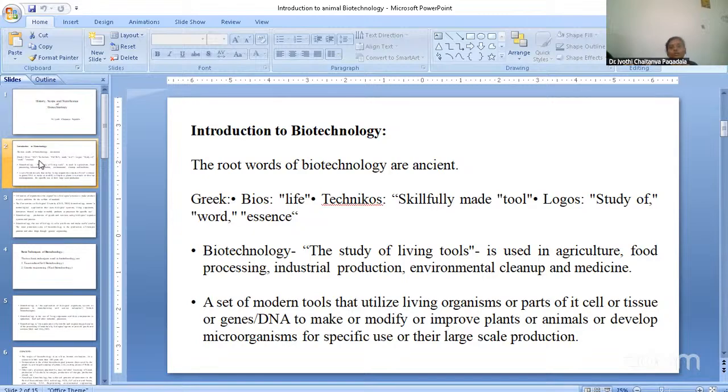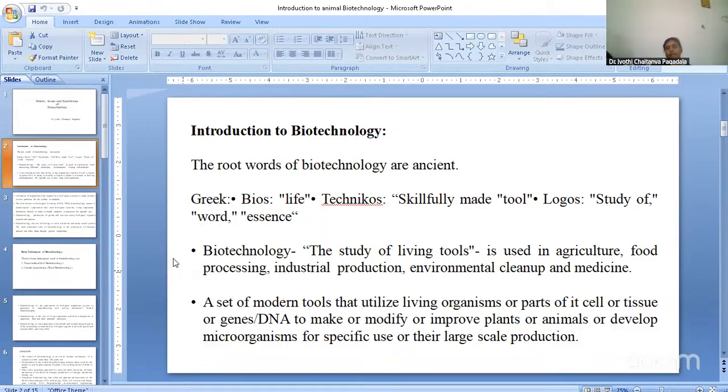Here, the root words of biotechnology are ancient. So the meaning of bios is life, technikos means skillfully made tools, and logos is a word or the essence. So here biotechnology means the life of living tools.